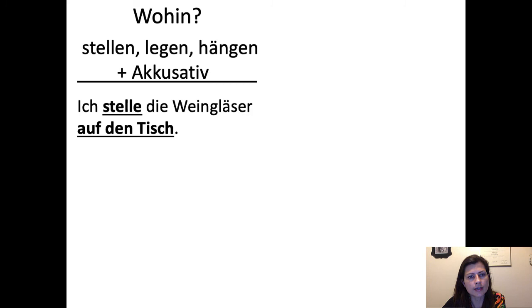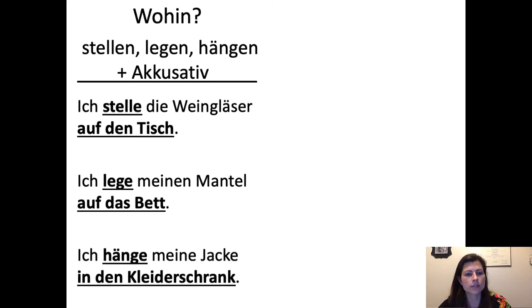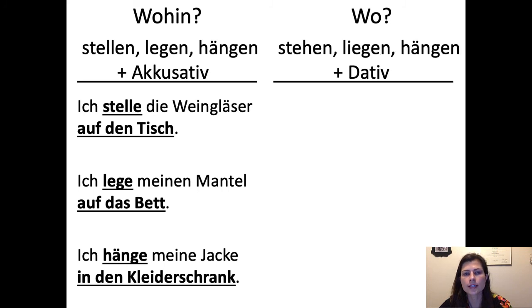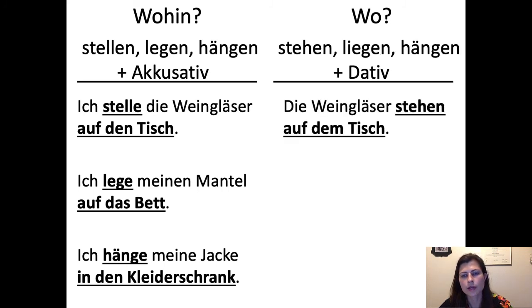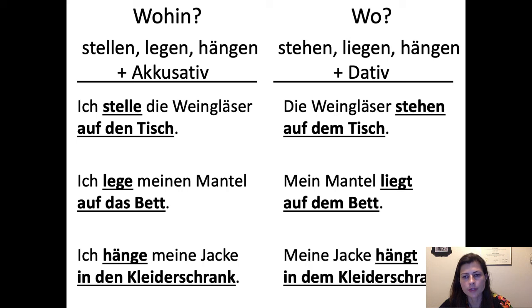Ich stelle die Weingläser auf den Tisch. I place the wine glasses onto the table. Or maybe ich lege meinen Mantel auf das Bett. These are all accusative. Ich hänge meine Jacke in den Kleiderschrank. All accusative because they all imply movement. Versus wo, which just means where, stationary. Stehen, liegen, hängen. Hängen goes for both of them. So die Weingläser stehen auf dem Tisch. Now we have dative. Mein Mantel liegt auf dem Bett. We have dative. And then meine Jacke hängt in dem Kleiderschrank. It's just hanging there by itself. There's no movement of hanging, just hanging there on its own.